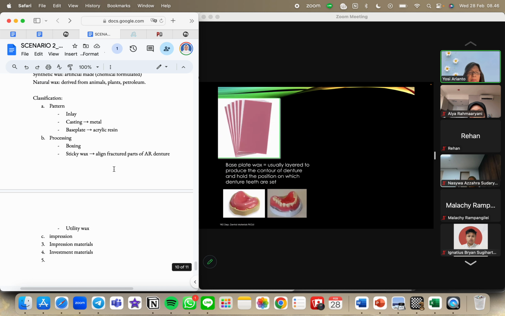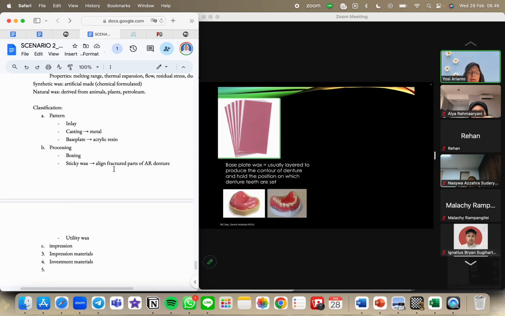This is the base plate wax. Usually it is layered to produce the contour of the denture and hold the position on which the denture teeth are set. After it is done like this, you can arrange the acrylic teeth, in making a removable denture.